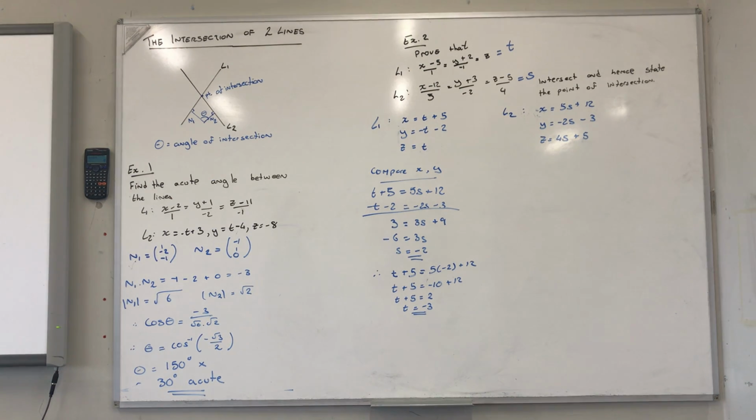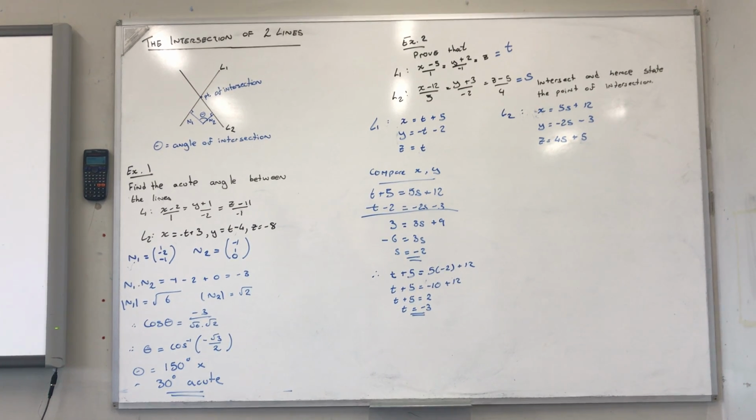So what I've just done is I equated the x equations from L1 and L2, and the y equations from L1 and L2, and solved them simultaneously for the values of s equals -2 and t equals -3. Now, if I substitute these into the z equations and get the same answers for z in both L1 and L2, then that means they must intersect.